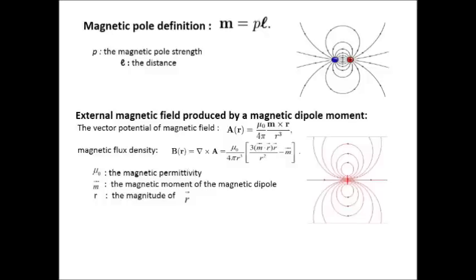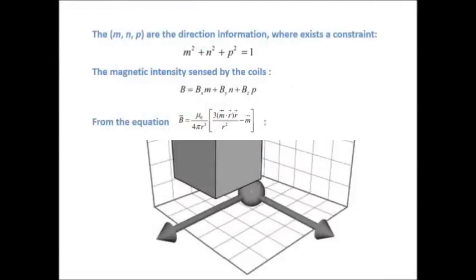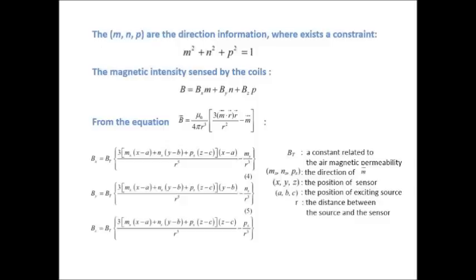An object needs 6 parameters: x, y, z, m, n, and p to accurately describe its position and orientation. The m, n, and p are direction information, but there exists a constraint for the orientation such that m squared plus n squared plus p squared must equal 1. Therefore, there are actually 5 parameters.